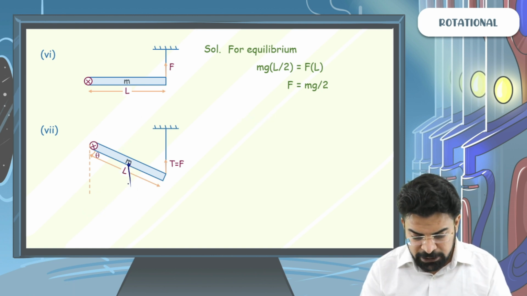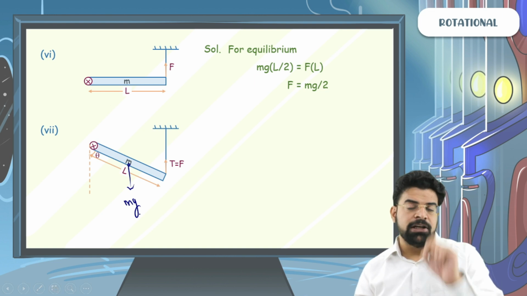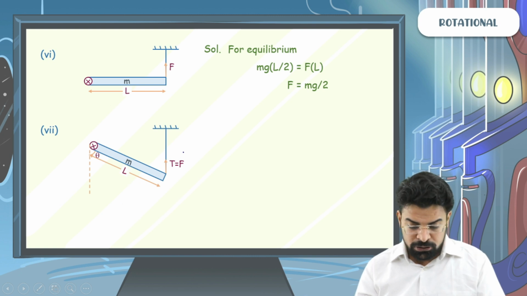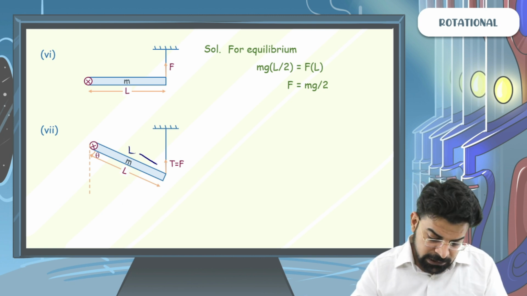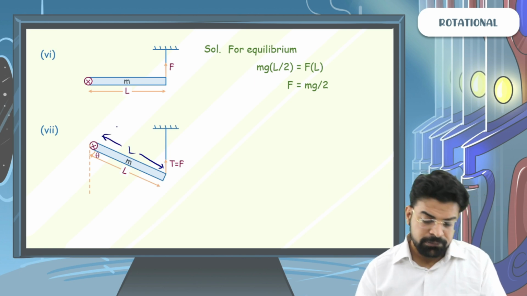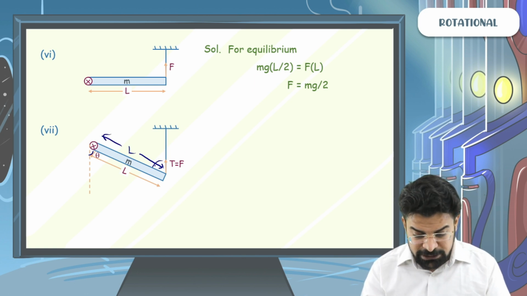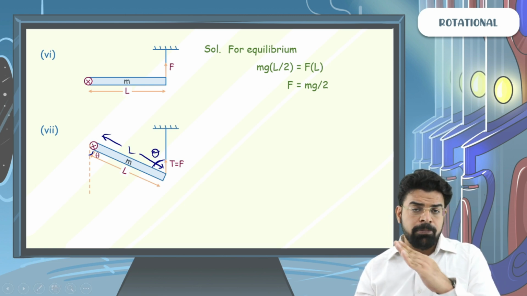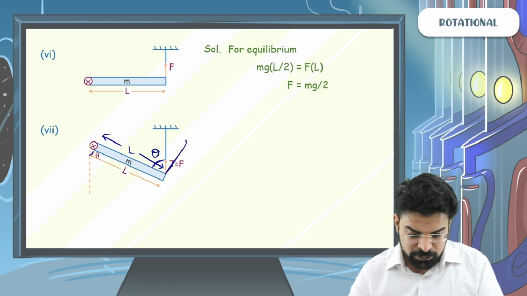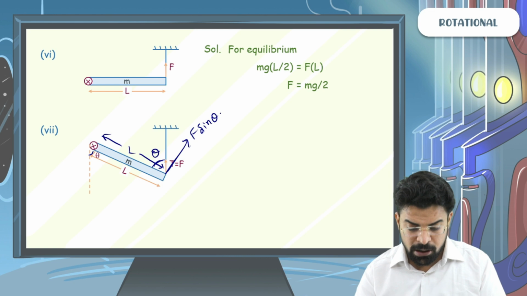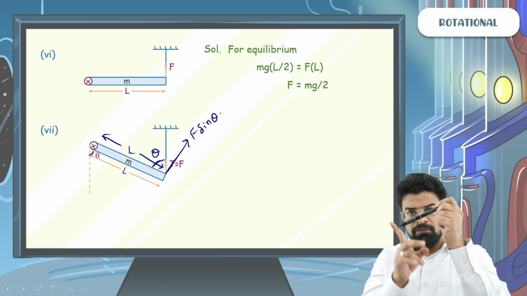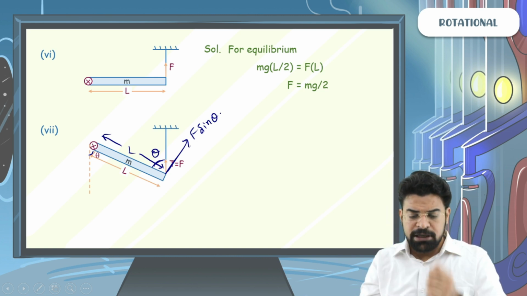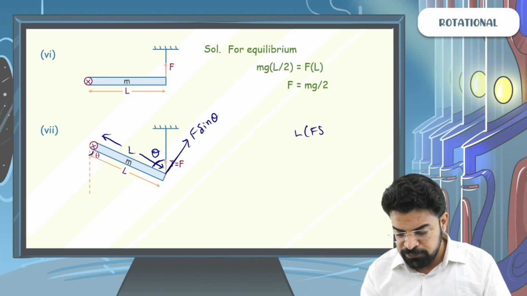Now we know how to write the torque of the force of gravity about the hinge. How to write the torque due to the force of tension about the hinge? You will say the force of tension acts at a distance L. If this angle is theta, then this angle is also theta. The component of the force perpendicular to the length will be equal to F sine theta. So the torque of this force F can be written as L into the force perpendicular, which is F sine theta. So the torque becomes L F sine theta.